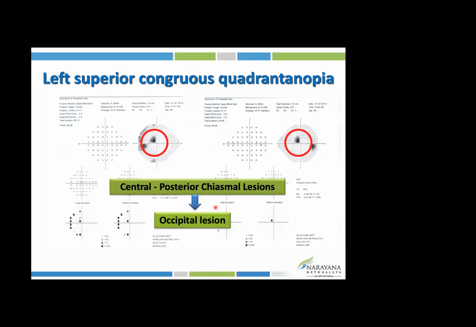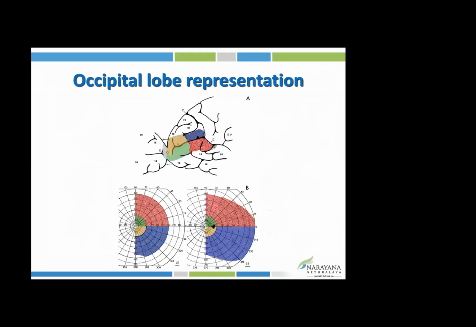So let me describe to you the representation of the occipital lobe. Here you have the calcarine fissure, the superior calcarine cortex, the inferior calcarine cortex, and the tip of the occipital lobe.